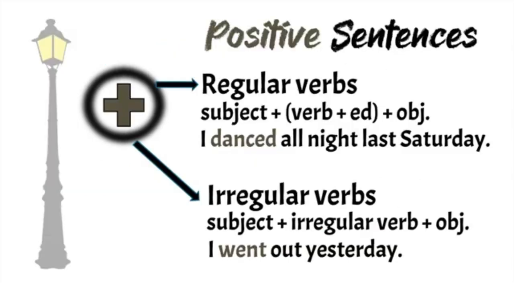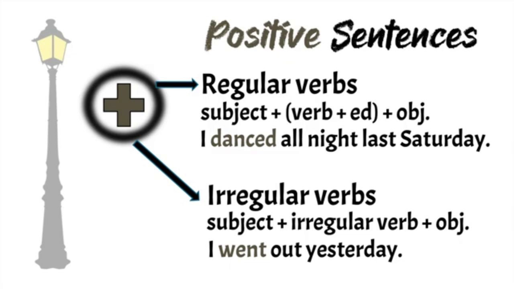Okay, so what happens with positive sentences? Well, positive sentences have regular or irregular verbs. Okay, so we have the subject for regular verbs plus verb plus ed because it's a regular verb plus object. For example, I danced all night last Saturday.